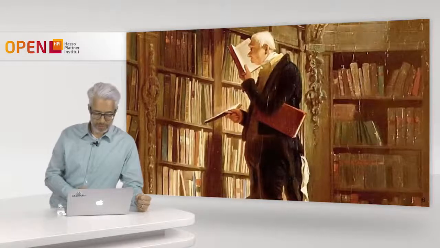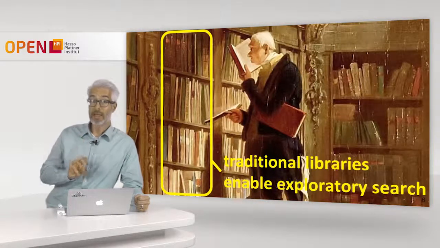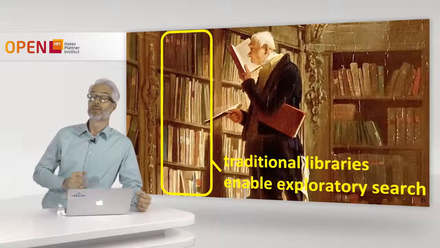Okay, so interestingly, traditional libraries enable exploratory search. So where do you find the book?